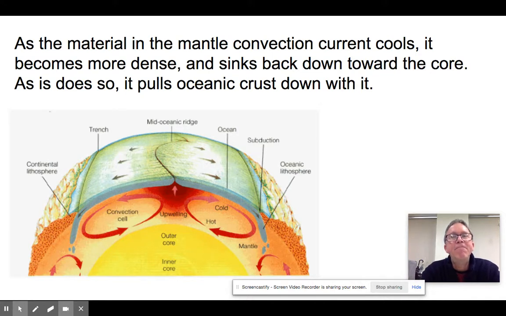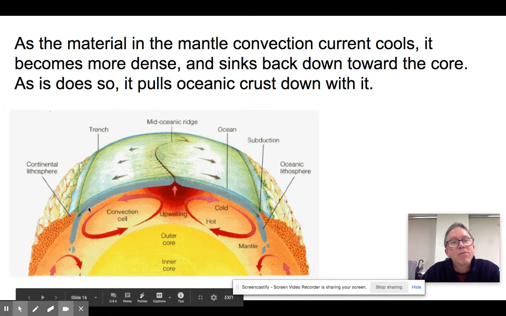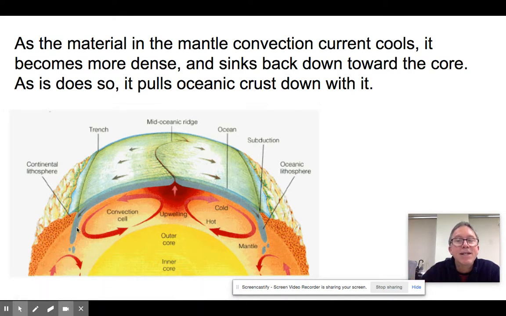Now, the other thing is, remember, when hot material comes up and moves outward, that's where we get our spreading centers, the mid-ocean ridge or rift valleys. But it also gets cold and it sinks. And when it sinks, it tends to pull the crust of the earth back down into the mantle. And that's why the world doesn't get bigger. I may make more material here, but I gobble it up over here when it sinks back in.